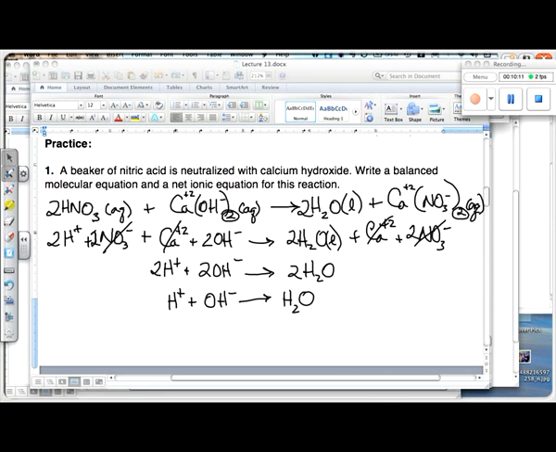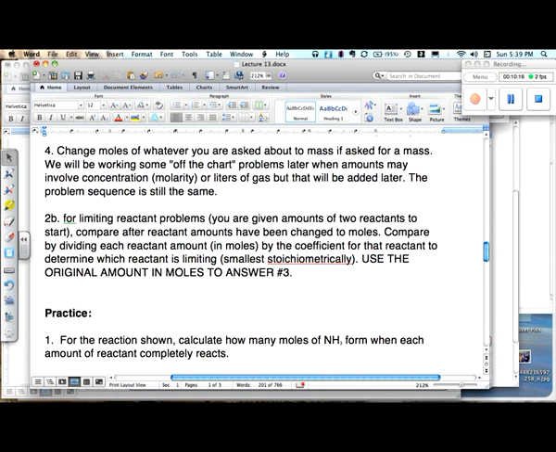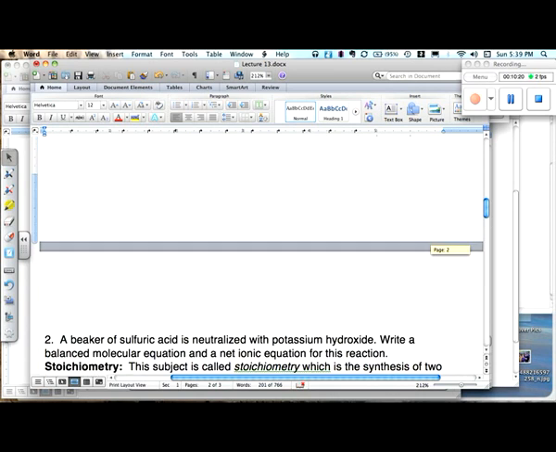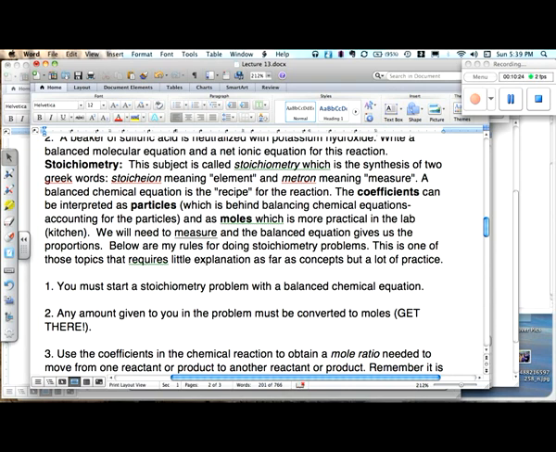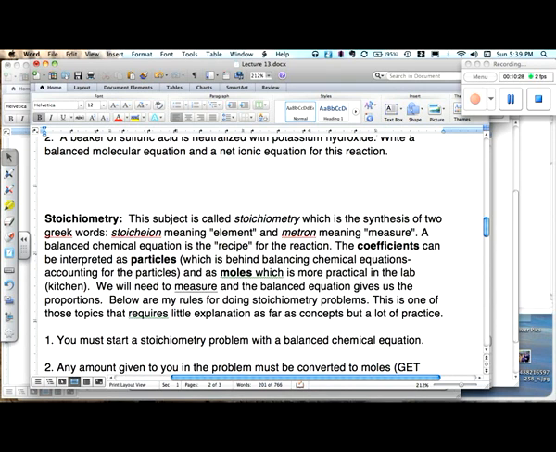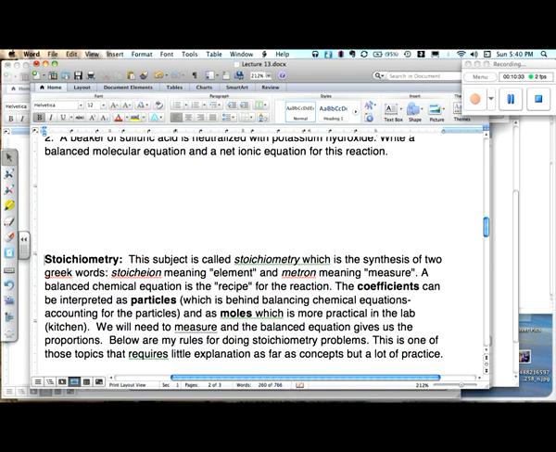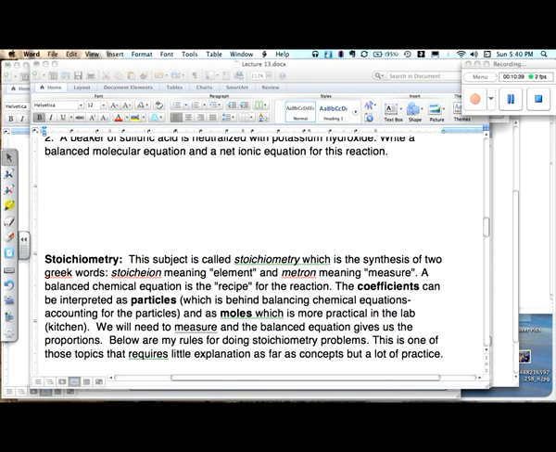Okay, I'm going to scroll. Oops. All right, I think we have one more. Yes, we do. Whoa, need some room here. One more example before we get into stoichiometry. Okay, there we go. All right. Oops. Need to be able to read the question.